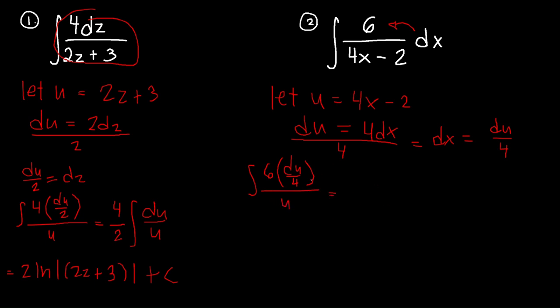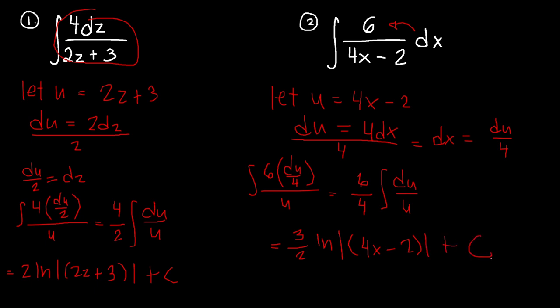Then we can bring 6 and 4 to the left side because it's a constant. 6 over 4 du over u, and again a familiar pattern arrives, and du over u is the same as ln u plus c. So we can simplify 6 and 4. It's going to be 3 halves, and then ln of the absolute value of u, which is your 4x minus 2, plus c.